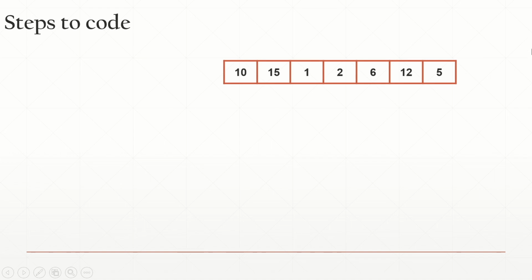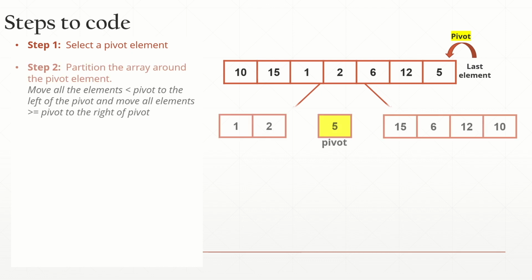So here are the steps to code the quicksort algorithm. This is the given array, and in this video I'll be implementing the quicksort algorithm by choosing the last element as pivot. So the first step will be selecting the pivot element. Next, we are going to partition the array around the pivot element. We move all the elements smaller than the pivot to its left side and the elements greater than the pivot will be moved to its right side.